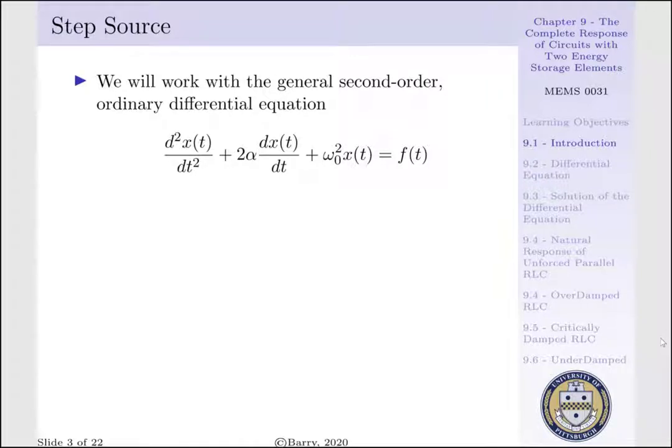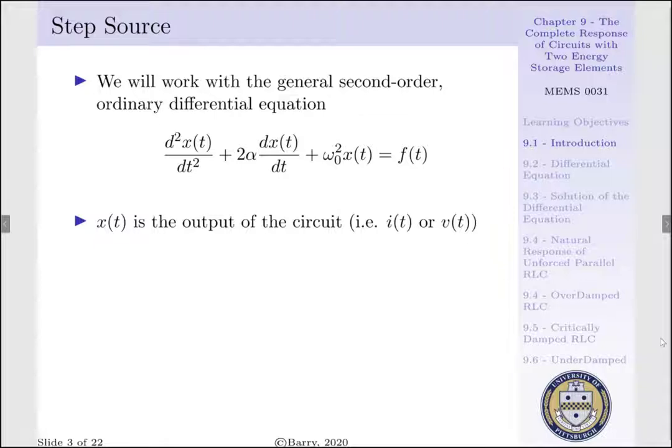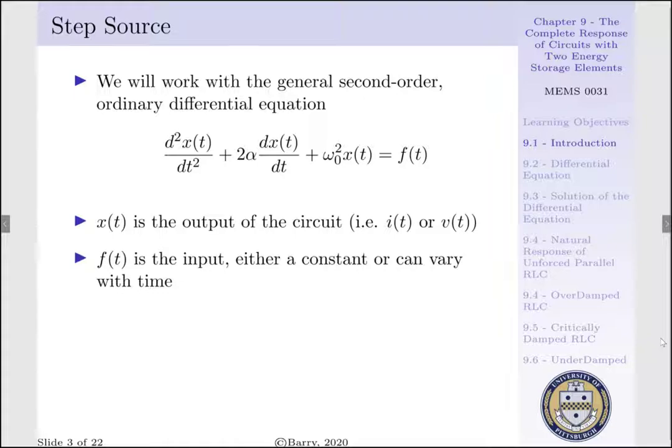That is, the second derivative of x with respect to time plus 2 alpha times the first derivative of x with respect to time plus omega naught squared times x is going to be equal to f of t. X of t is the output of our circuit, either our current or our voltage, and f of t is our input. It can either be a constant or it can vary with respect to time.